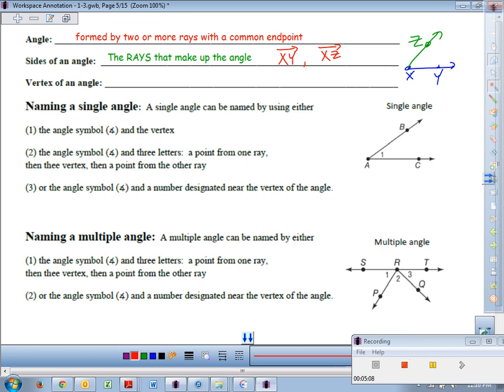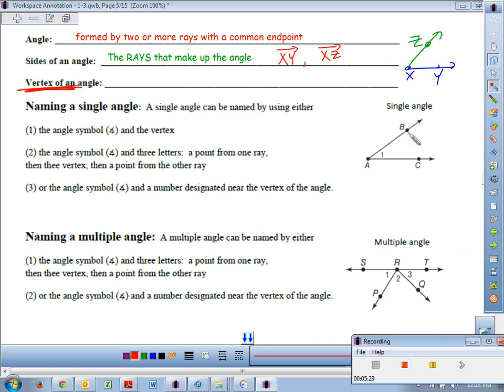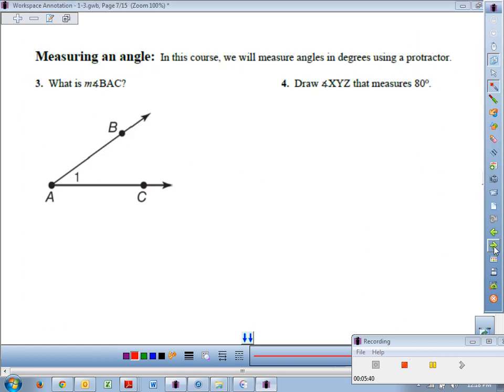And then this is an important word, the vertex of an angle. The vertex is the common endpoint of the two rays. It's the common endpoint of the rays that form the angle. What is the common endpoint of the rays that form this picture? X. X is the vertex. It's just a point, right? X was the vertex of that angle.